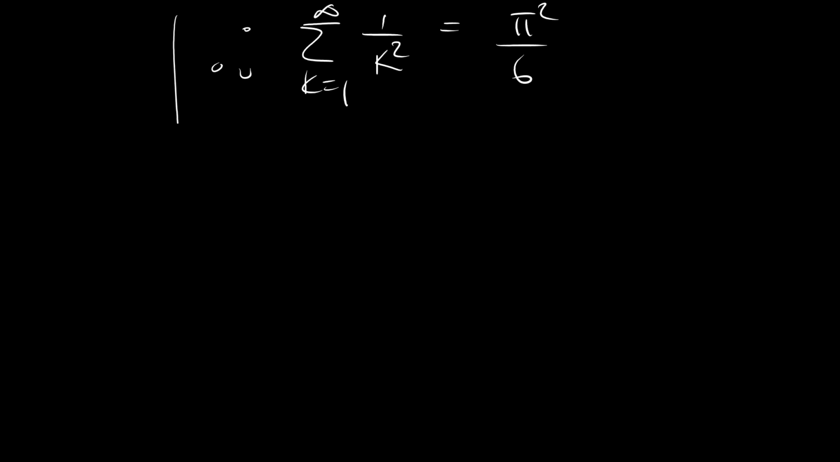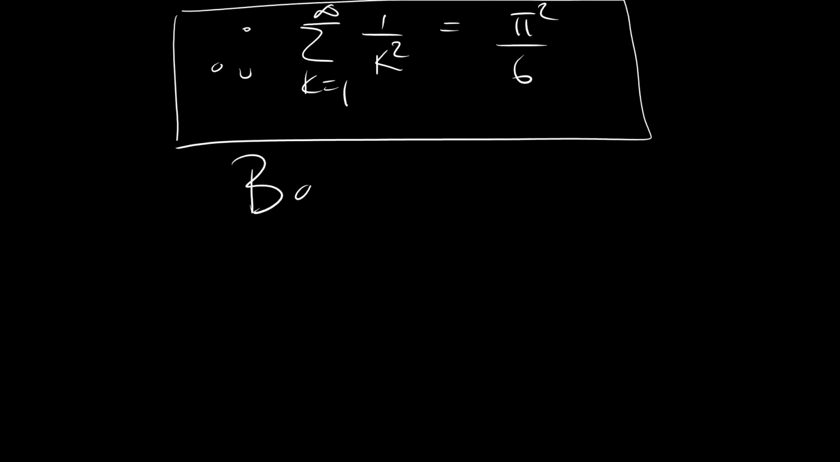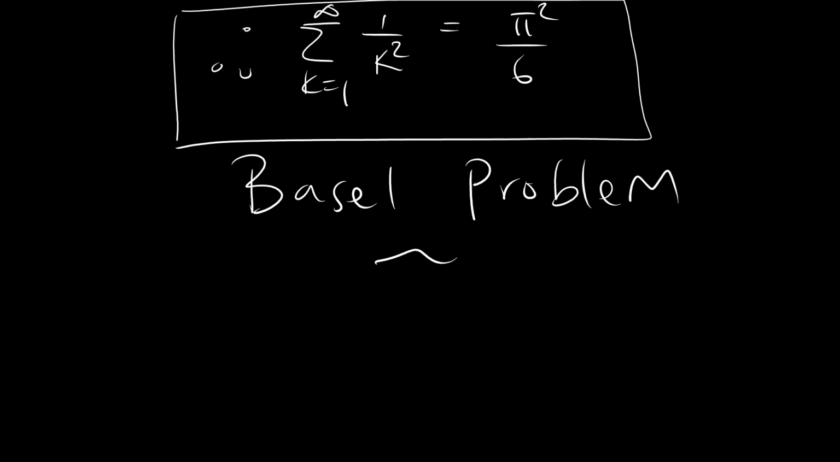Therefore, the summation from k equals 1 to infinity of 1 over k squared is equal to pi squared over 6. And this, ladies and gentlemen, is the Basel problem. So that allows us to see how we can solve the Basel problem.